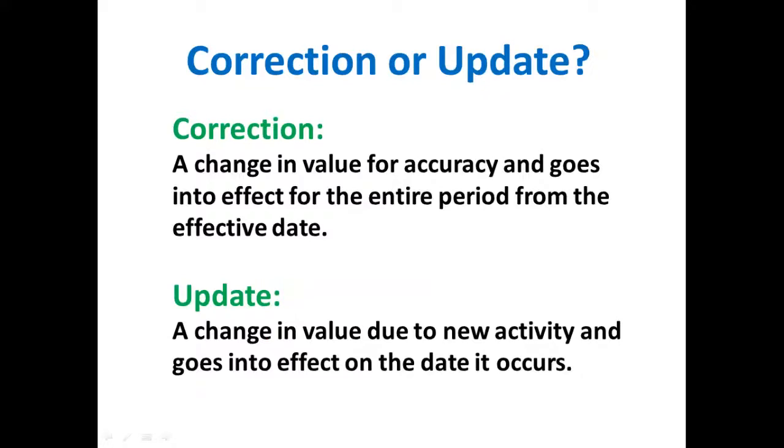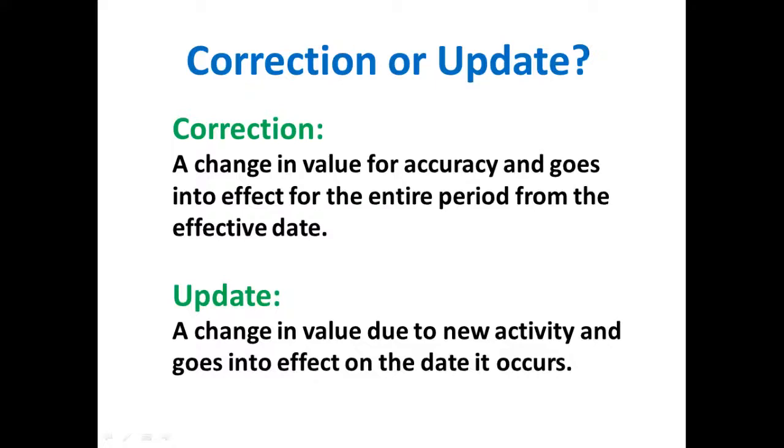Now there are two ways to make changes to your space attribute values. You can either make a correction or you can make an update. The difference is a correction changes the value for the entire period from the effective date. An update is when something new happens and you're going to make that change effective on the date that you enter the change, or whatever date you specify.